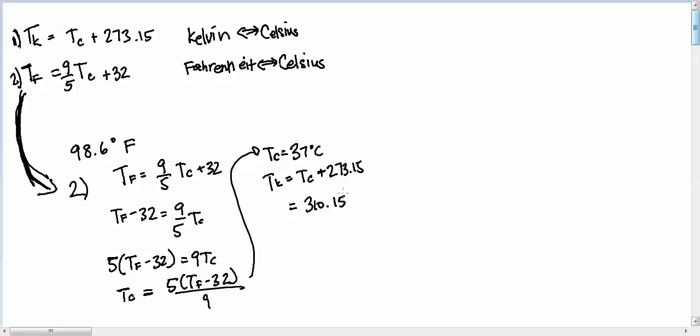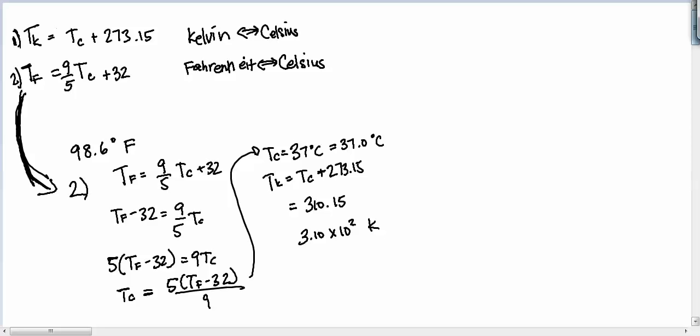And to be honest with you, I think the best way to do significant figures in this particular case is to say, well, this one should be 37.0 degrees Celsius. And this one over here, I'm going to make that 3.10 times 10 to the second power degrees Kelvin. Actually, I don't think we use the degrees symbol when we talk about Kelvin. I don't know why. But anyway.